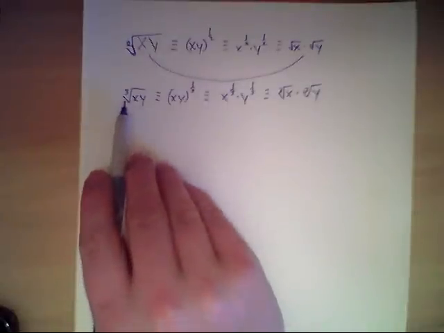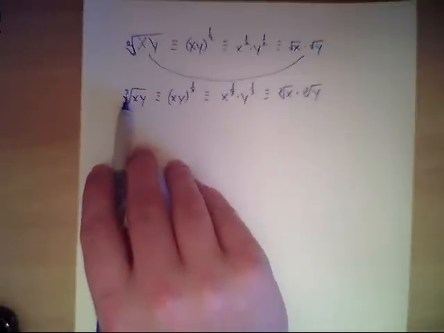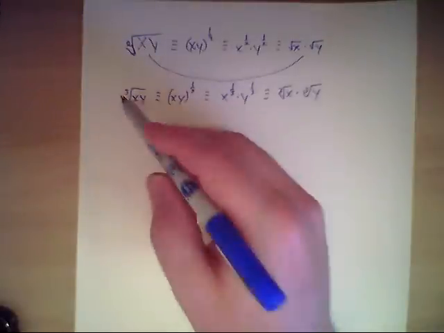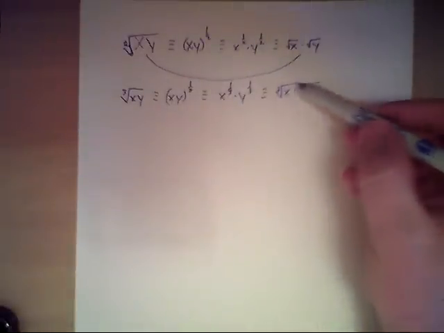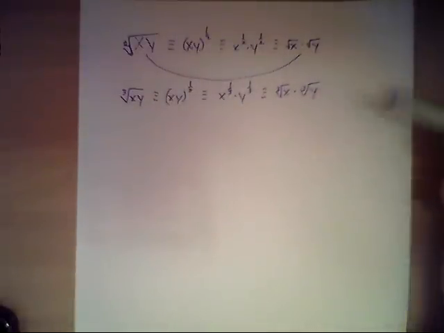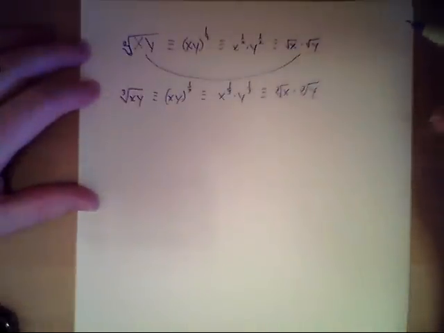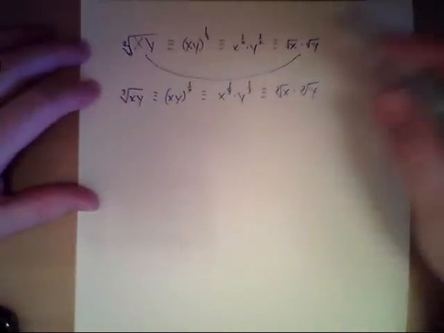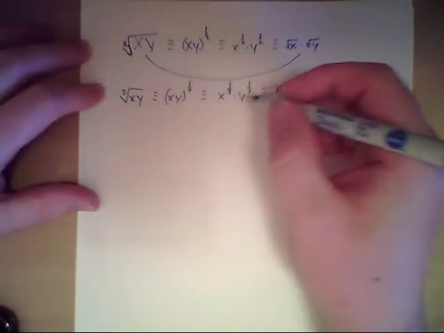In fact, we could generalize this. The nth root of xy is the nth root of x times the nth root of y. It holds true no matter what type of root we use. So let's use that idea to try and figure out how we would break down a cube root or a fourth root or a higher order root. We did squares, now we're going to do cube roots. The same thing holds true.